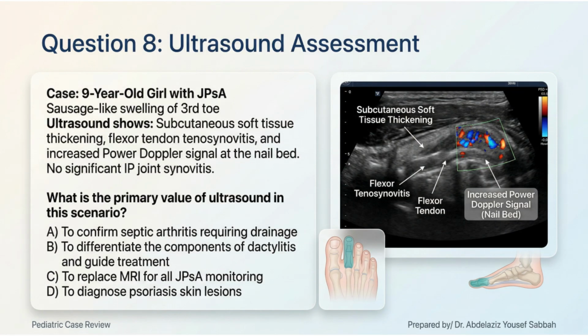Case 8. A 9-year-old girl with juvenile psoriatic arthritis presents with sausage-like swelling of her third toe. Ultrasound shows subcutaneous soft tissue thickening, flexor tendon tenosynovitis, and increased power Doppler signal at the nail bed. There is no significant interphalangeal joint synovitis. What is the primary value of ultrasound in this scenario? Option A, to confirm septic arthritis requiring drainage. Option B, to differentiate the components of dactylitis and guide treatment. Option C, to replace magnetic resonance imaging for all juvenile psoriatic arthritis monitoring. Option D, to diagnose psoriasis skin lesions.